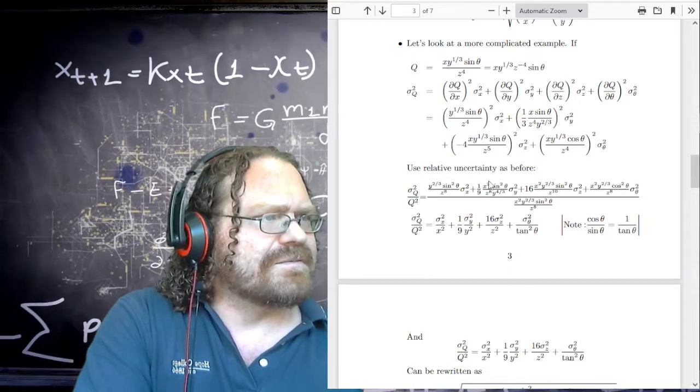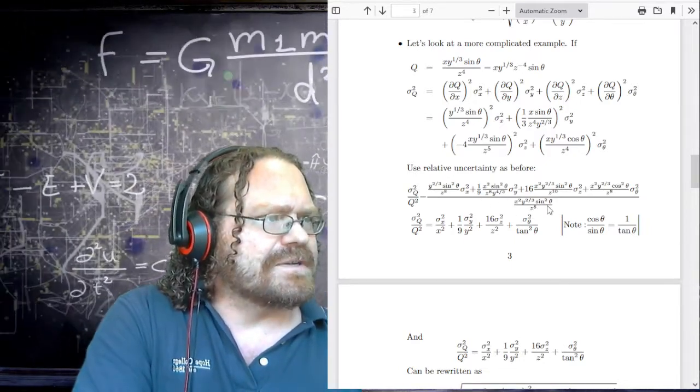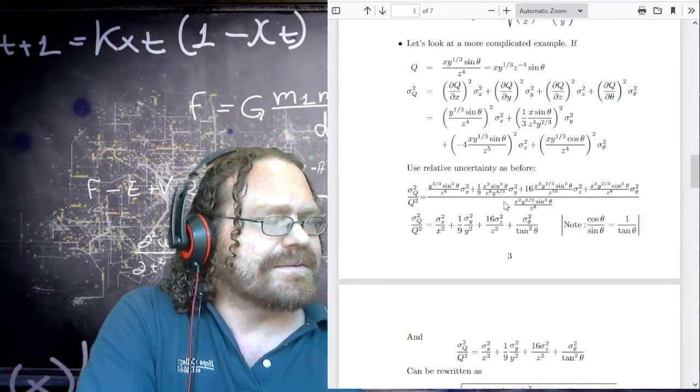And now let's look at everything else. There's a z to the 8th and a z to the 8th, those cancel. There's a sine squared and sine squared, that cancels. X squared and x squared, that cancels. But this is the tricky part, okay?